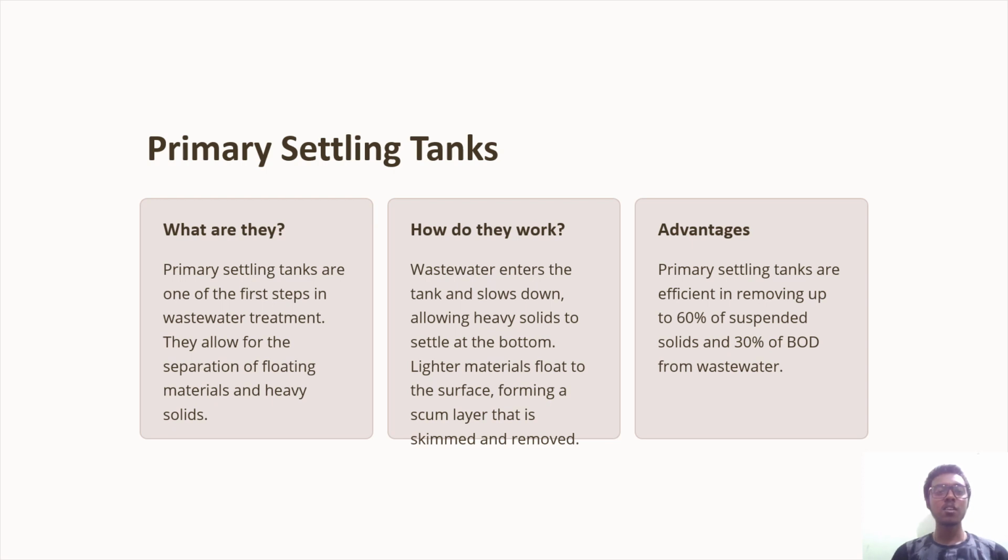The primary settling tank works as wastewater enters the tank and slows down, allowing heavy solids to settle at the bottom. Later the materials float to the surface, forming a scum layer that is skimmed and removed. The layer which is formed above can be removed by settling down the particles.